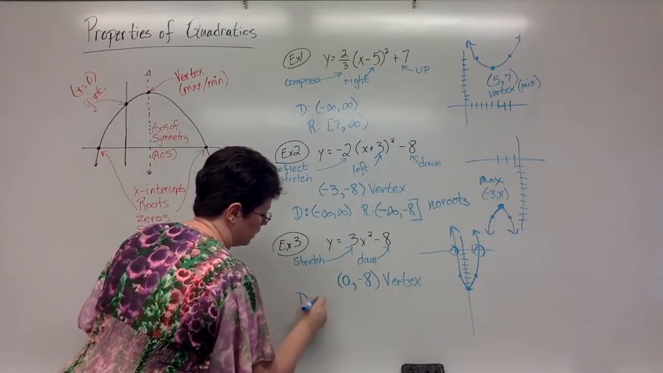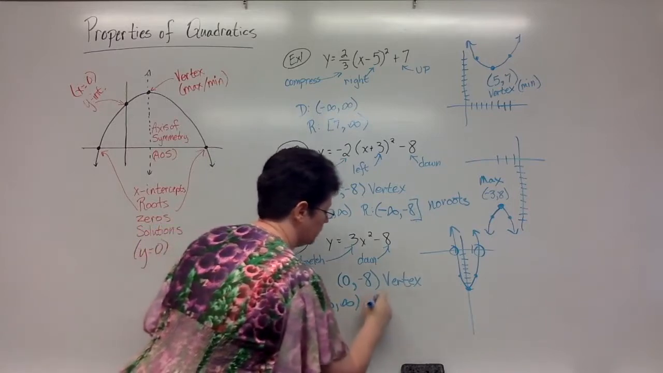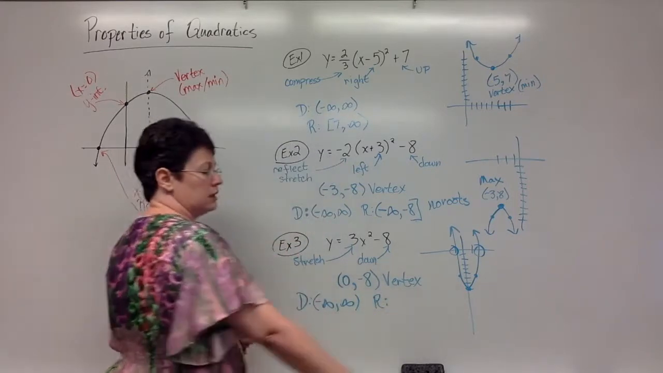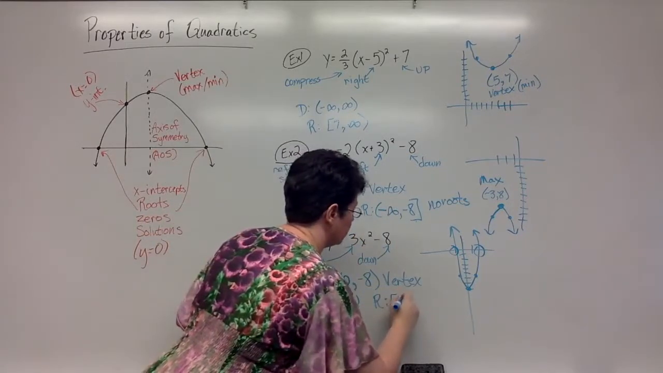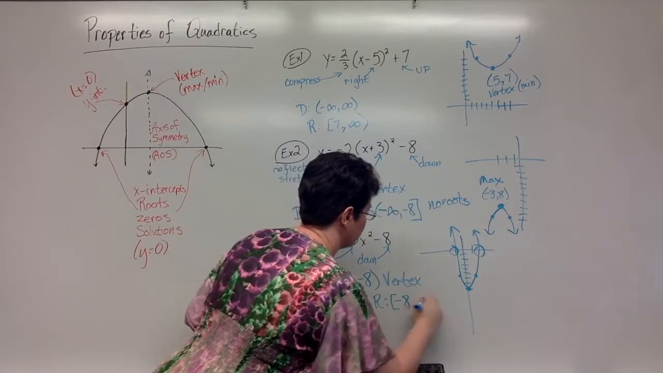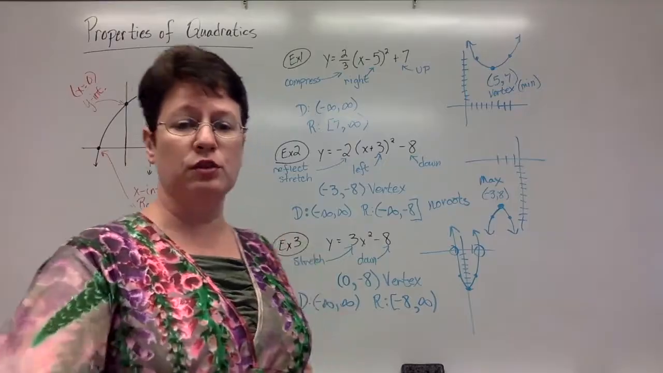What is the domain and range? You got it. Domain is infinity to infinity. And my range, this one's going to start at the -8 and go up. So I have a square bracket with my -8 going to positive infinity. Those are our first 3 examples.